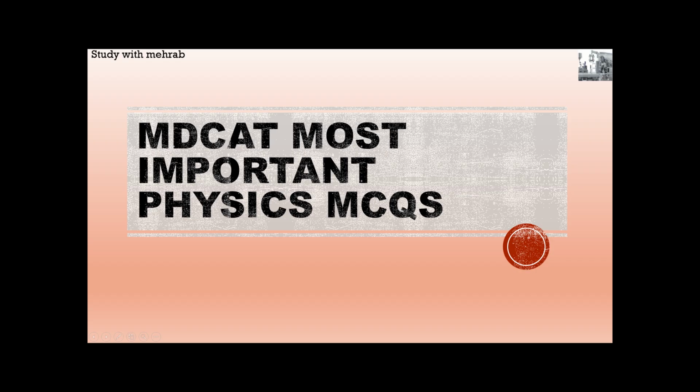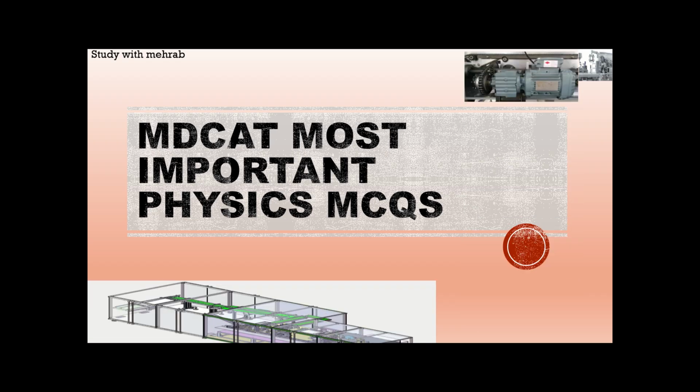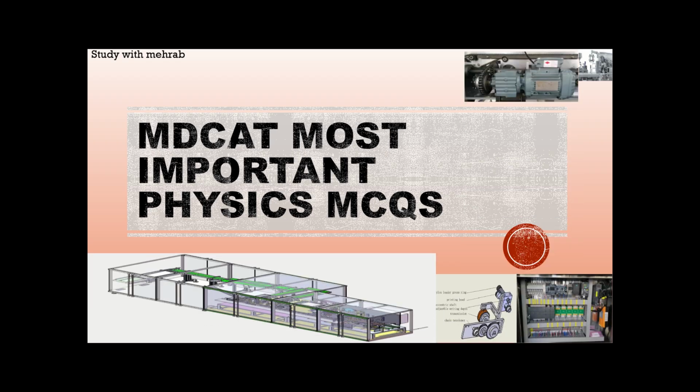So today we do MDCAT most important physics MCQs. So let's start. The first MCQ is: the slope of a velocity-time graph represents acceleration, displacement, distance, or momentum? So the answer is acceleration, because the slope of a VT graph is change in velocity per time.